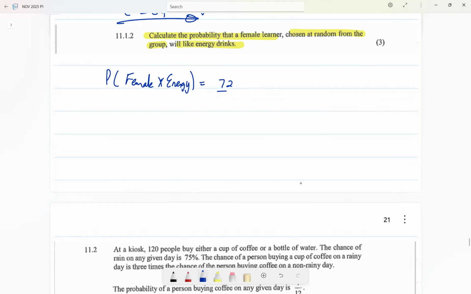is going to be 72 divided by 210, which is how much? Let me just quickly confirm that on my calculator. We get 12 divided by 35. Okay, I'm going to just write it as 12 divided by 35.